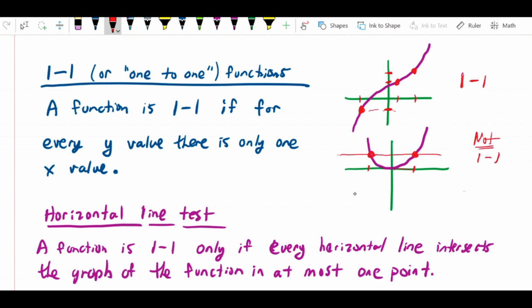So we see it's certainly possible to draw a horizontal line down here that intersects the graph in no points at all, which is certainly less than one point. And it's also possible right at the bottom at the vertex to draw a horizontal line that intersects the graph in exactly one point. But that's not the issue. The point is the function is not one-to-one unless every single horizontal line that I can draw intersects the graph in only one point. And it's clear that up here I can draw horizontal lines that intersect the graph in 2 points, and therefore this function is not one-to-one.